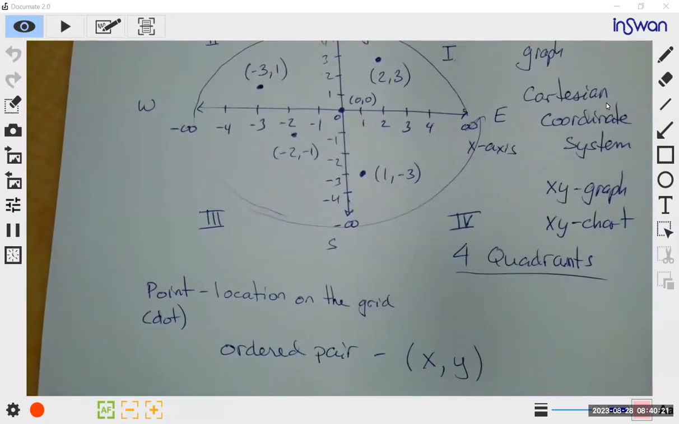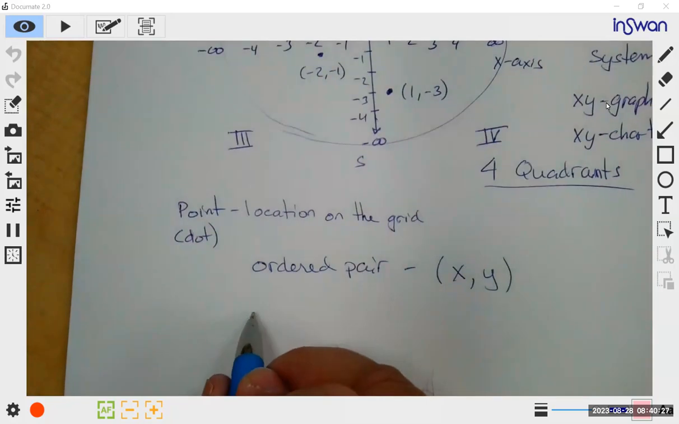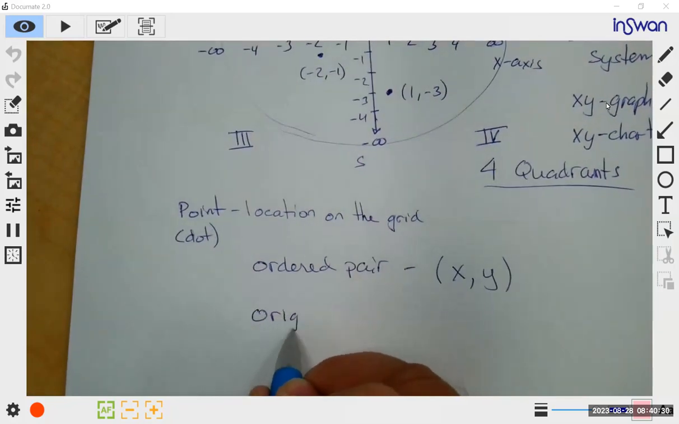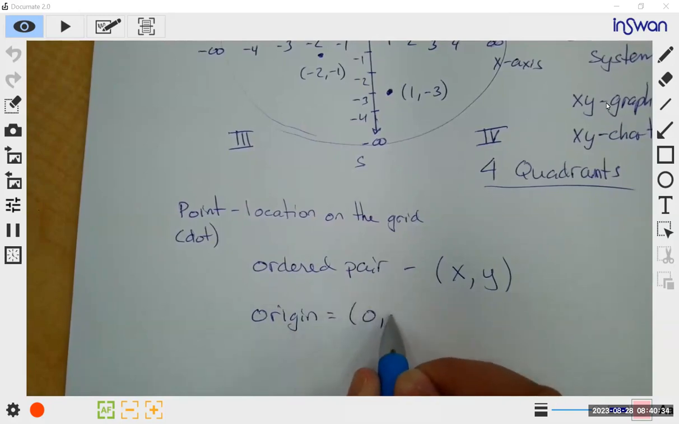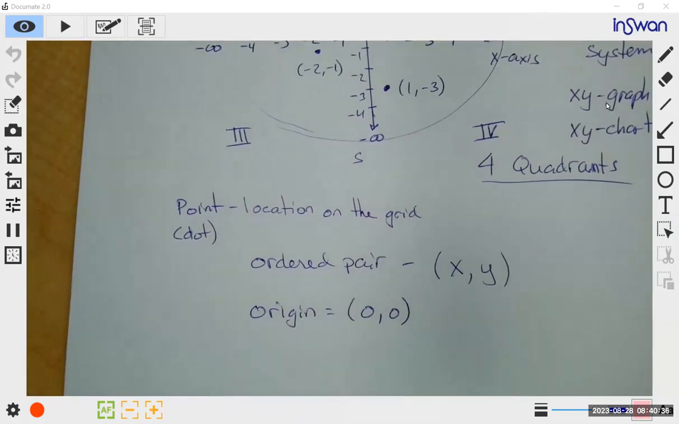The point 0, 0 has a name. What's the name of it? Besides center. It's called the origin, yeah. The origin is the location of 0, 0. Why is it called the origin? Because that's where we start. Remember how we did the number line thing? Start at 0, add 4, subtract 2. We do the same thing here with this.